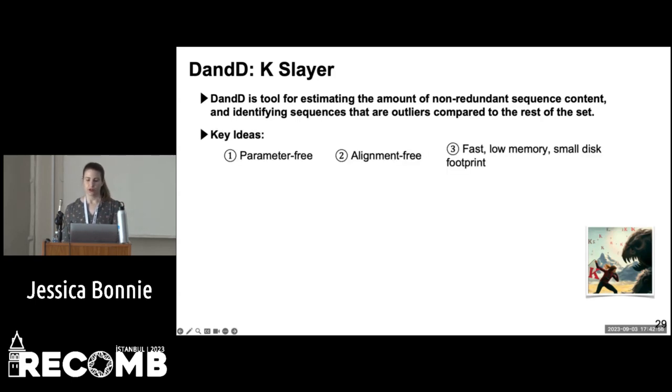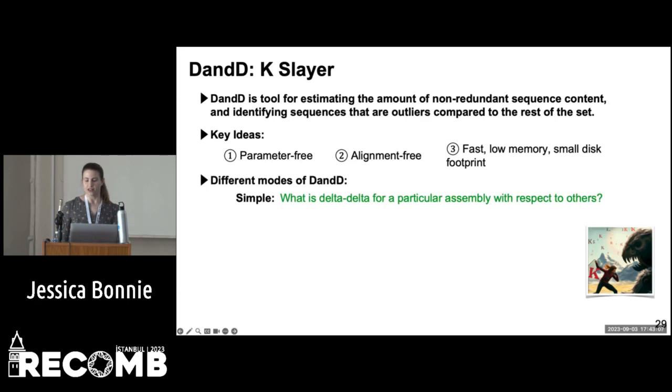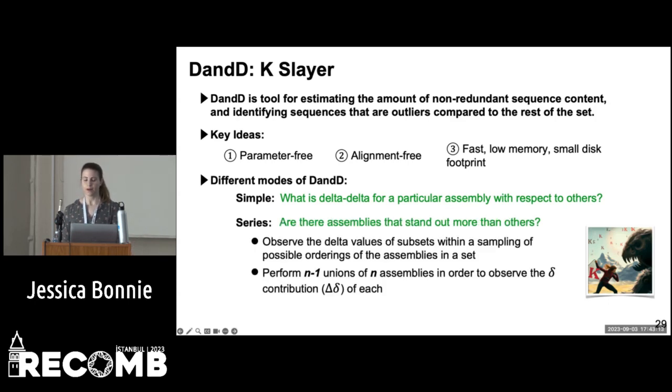DandD currently encompasses two different modes: a simple mode that estimates delta for the individual assemblies in a collection, as well as their union. And it can be used to answer a number of questions related to delta-delta, such as the amount of unique sequence an assembly contributes to a set.